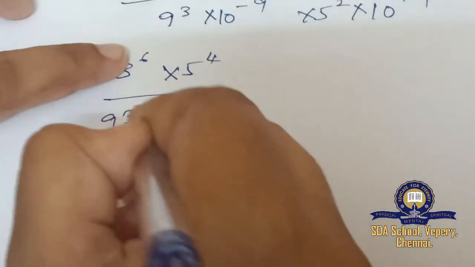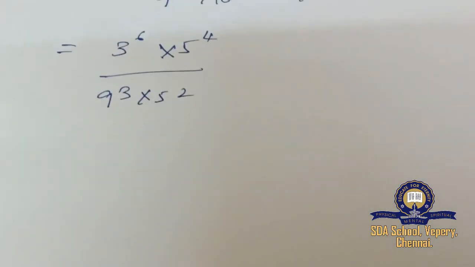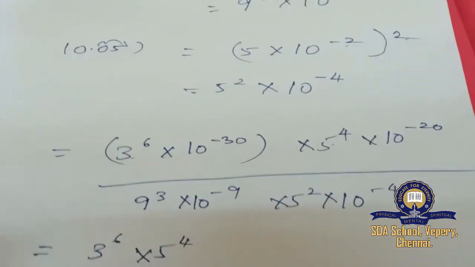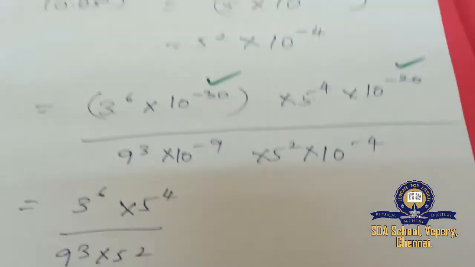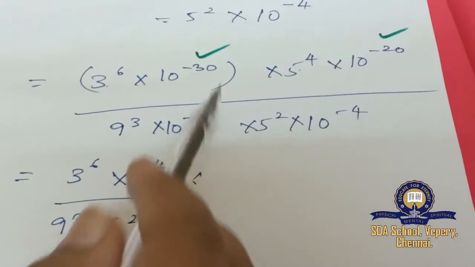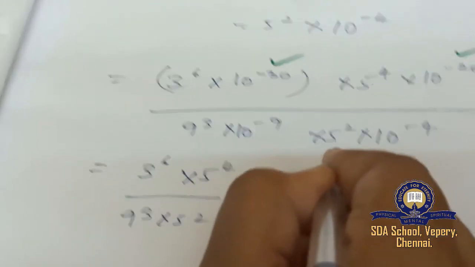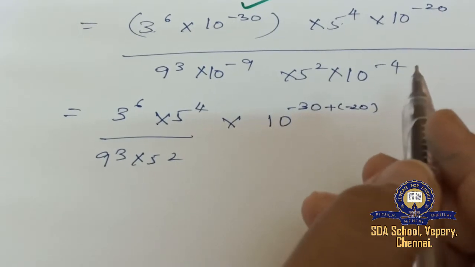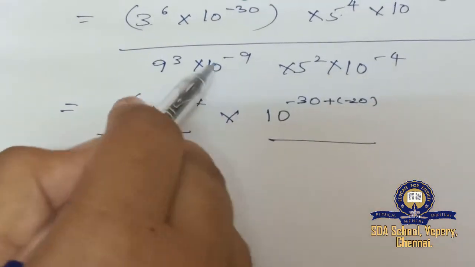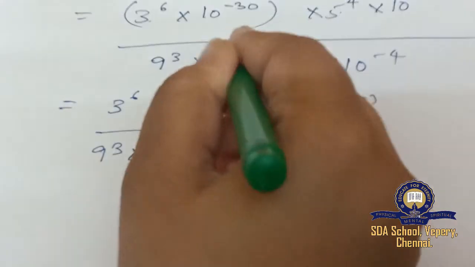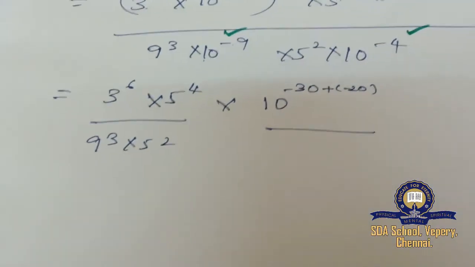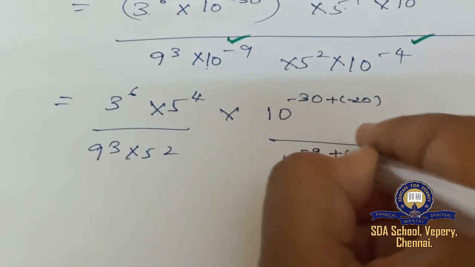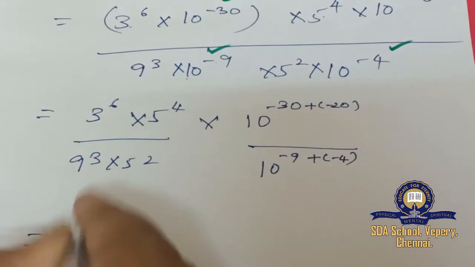9 cube into 5 square, let it be as it is. Now I have 10 power minus 30, then I have 10 power minus 20. First club them together. The base is the same, so what do I do? Add the powers: 10 power minus 30 plus minus 20. Then similarly for 10 power minus 9 and 10 power minus 4, I'll get 10 power minus 9 plus minus 4.